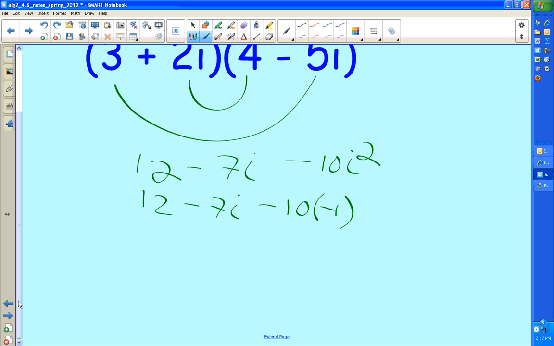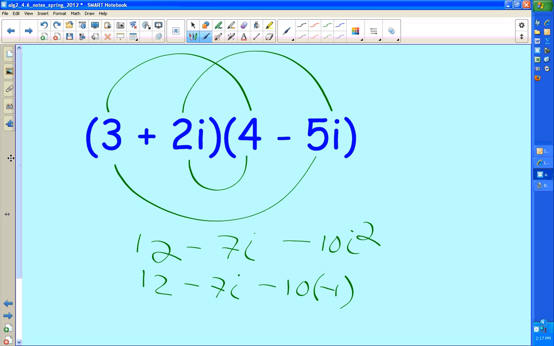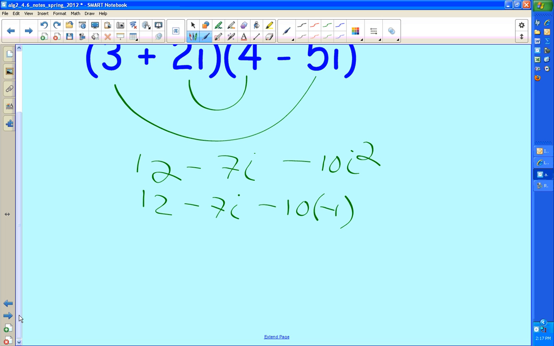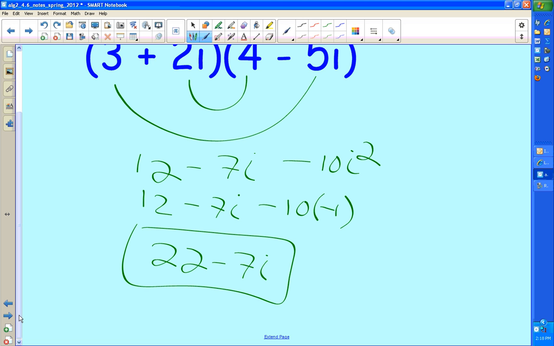I'm using what I call the monkey method. You do it any way you want. Where are you getting 7i? Hopefully you got this. And then I squared became negative 1. Negative 10 times negative 1 is positive 10. That's what I was saying. The answer.